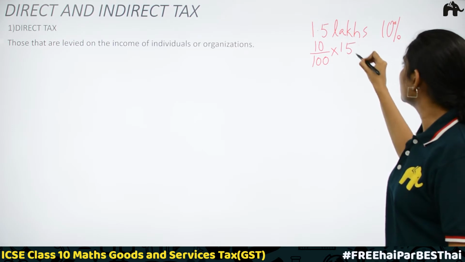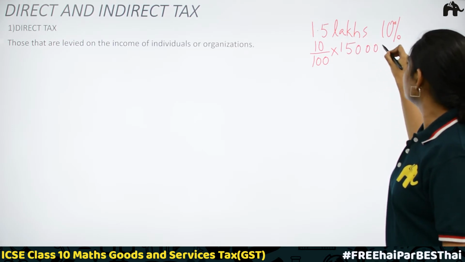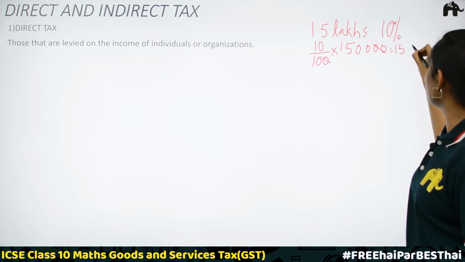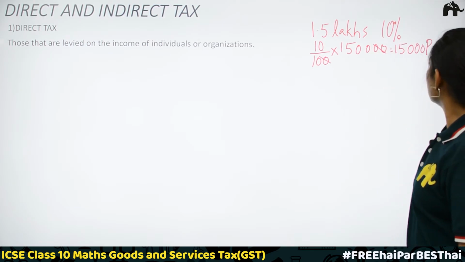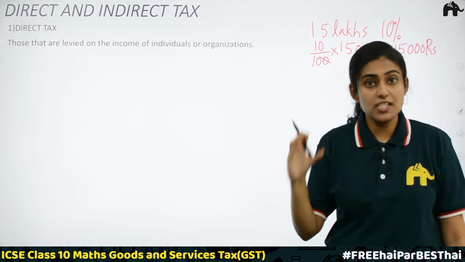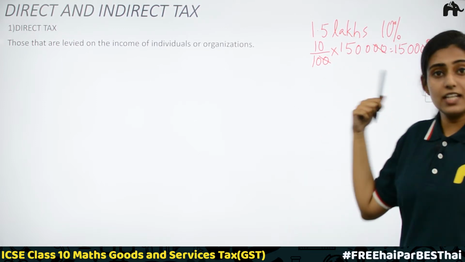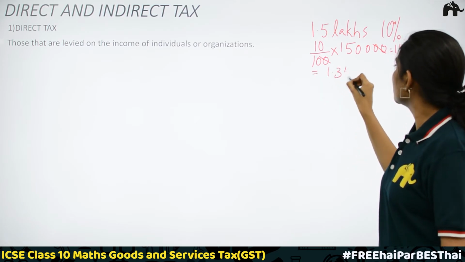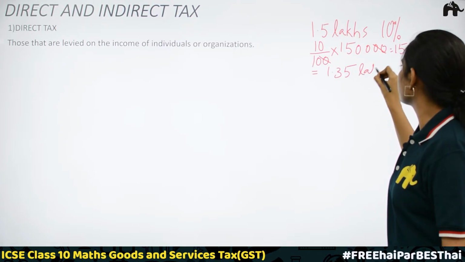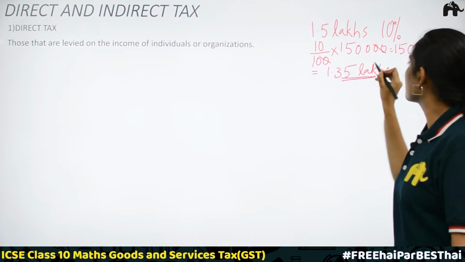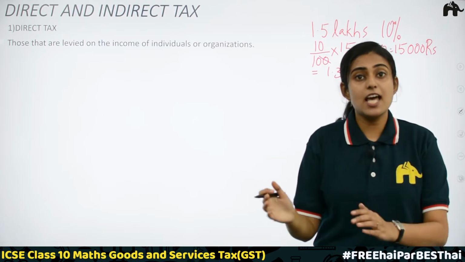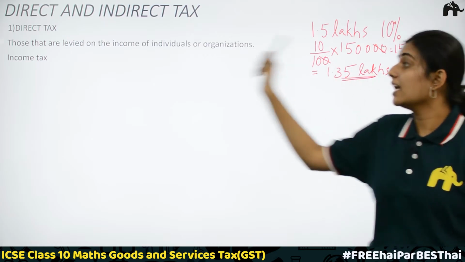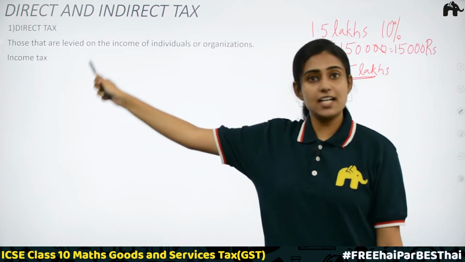That is 1,50,000. Now, you can cancel out the zeros. You will be getting 15,000 rupees. So, this 15,000 rupees of his salary goes to the government. What is remaining? You will be getting 1.35 lakhs. This is the amount that reaches his account every month. Such a tax is known as income tax. So, income tax is a direct tax.